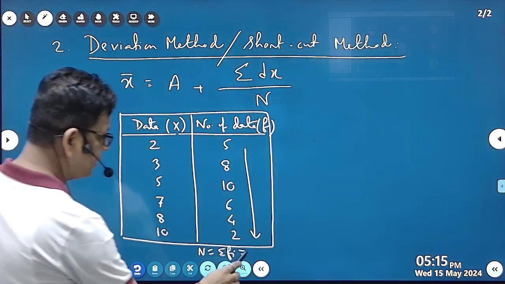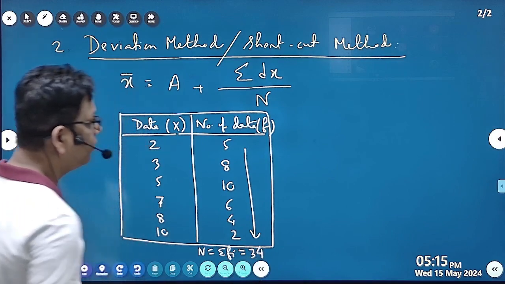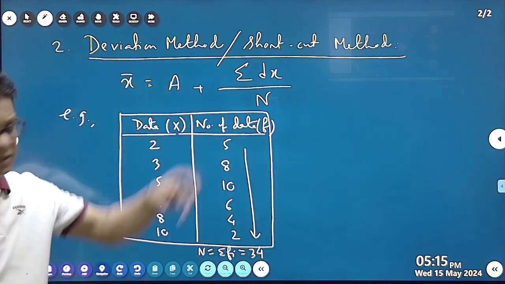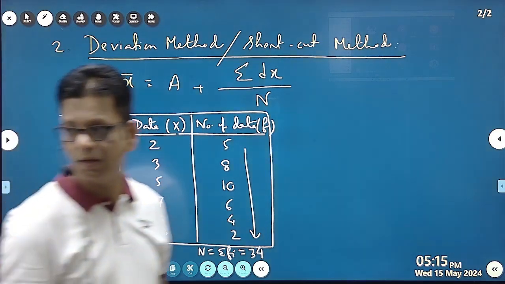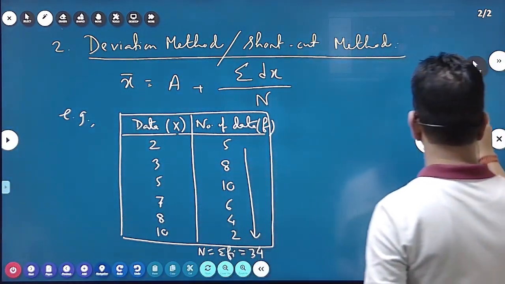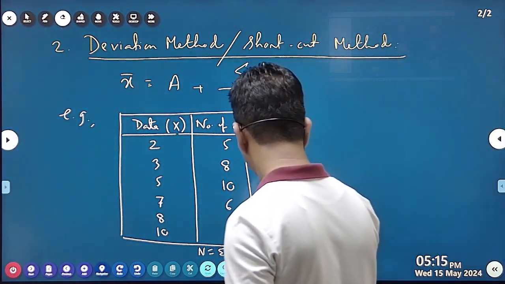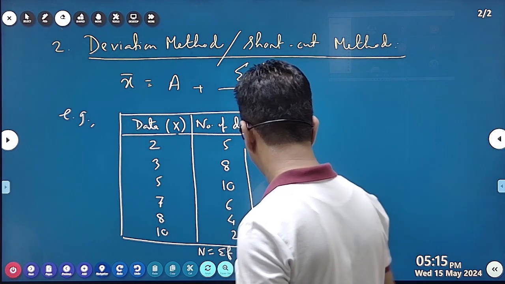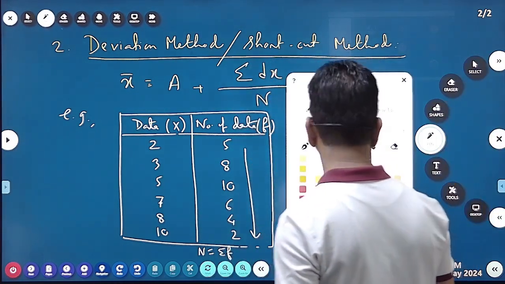30, 30, 34. Now, if you look at the formula, what is this dx? 30, 35. Okay. So this is 35. I'm using the same symbol. So this is 35.